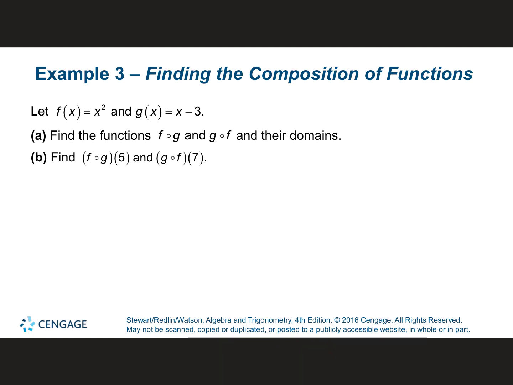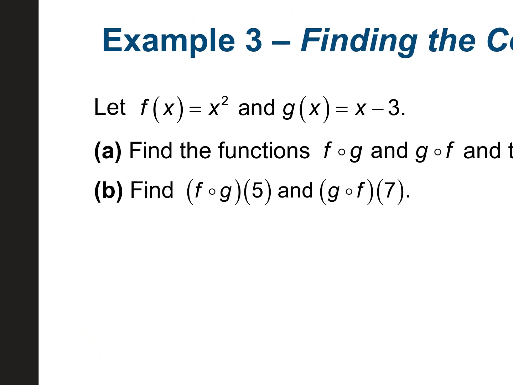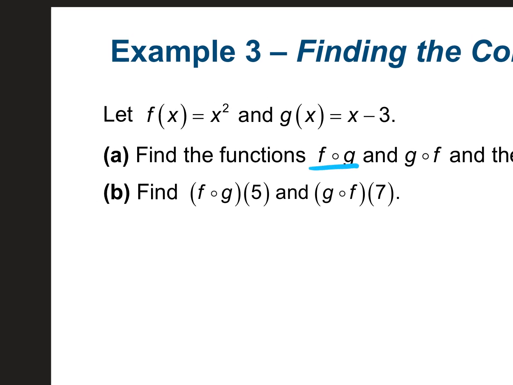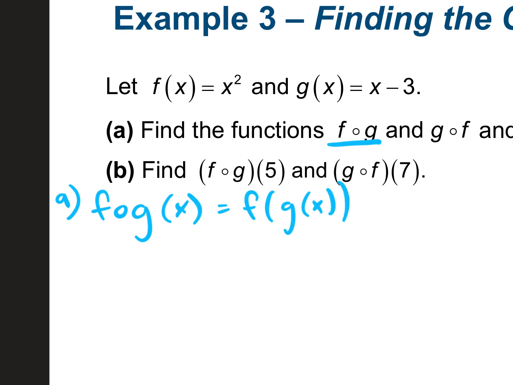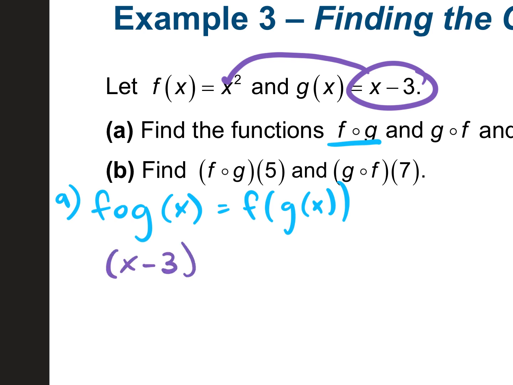All right, let's do some examples. So looking at example 3 on the next page, it asks us to find the functions f of g and then g of f and their domain. So let's start by finding f of g. So it can be written like f circle g, or it can be written like f of g of x. We always start with the inside one and work our way out. So we're taking our g of x and we're going to plug that into the x in f. So I take my whole function g and I'm plugging that into the x in the f function. So this would be x minus 3 squared.